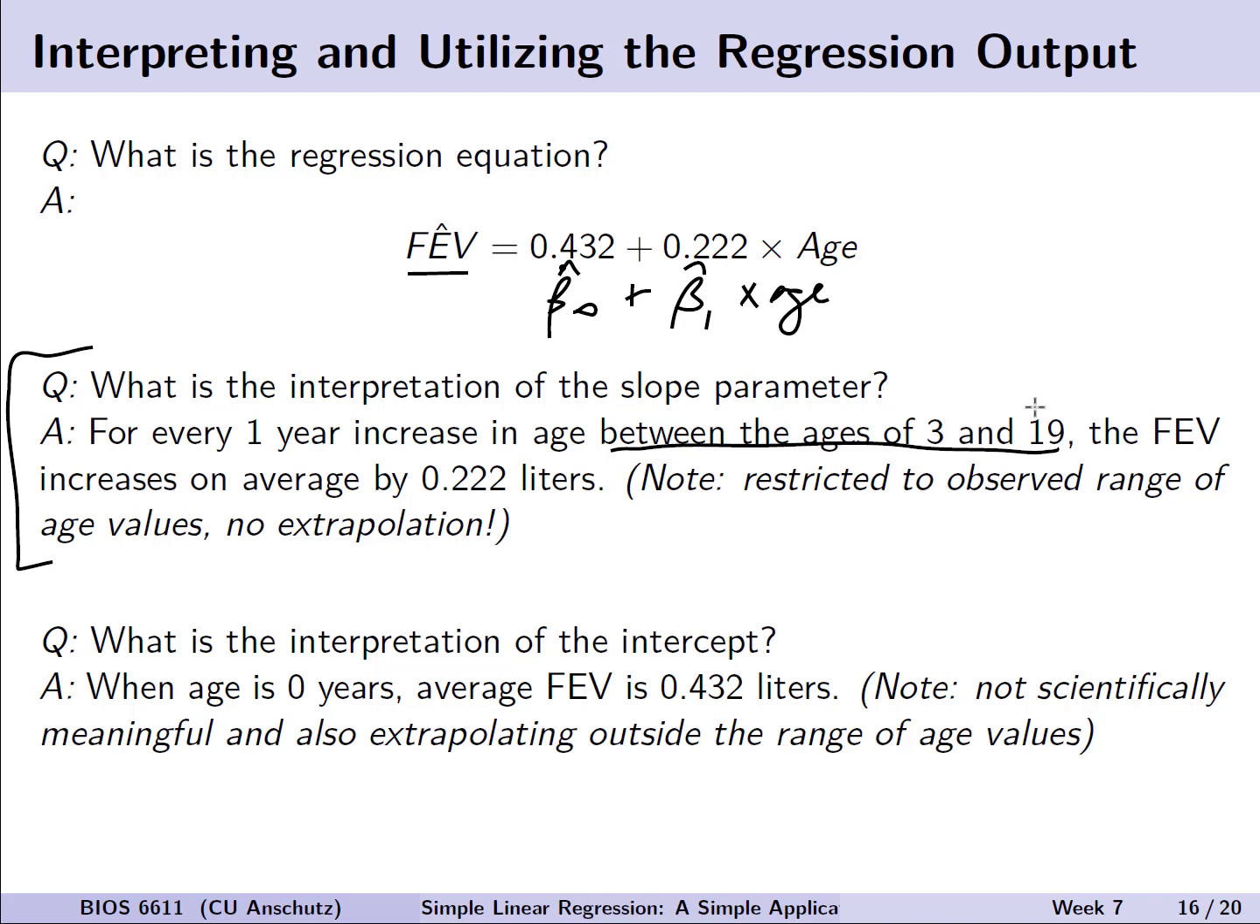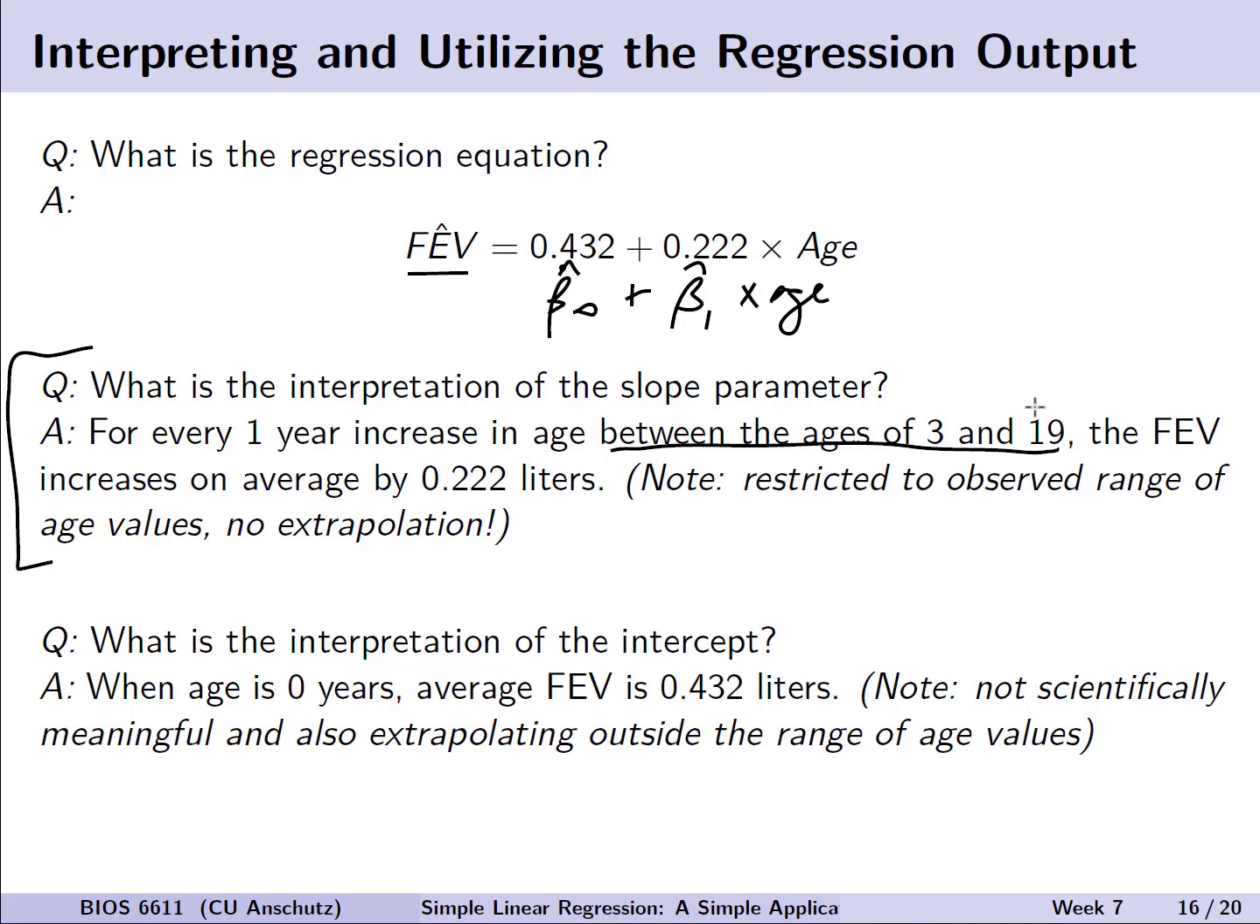Now, we may also ask ourselves the question, what is the interpretation of the intercept in this model? And here we would say that when age is equal to 0 years, the average FEV is predicted to be 0.432 liters. Now, for this problem, it's actually neither scientifically meaningful and also is committing extrapolation outside the range of values.